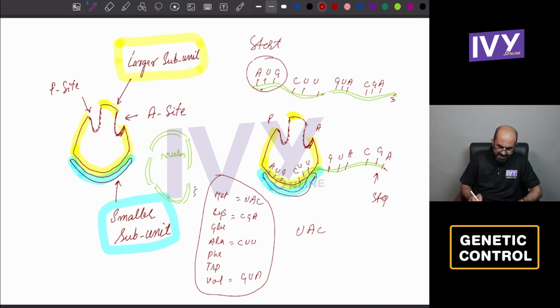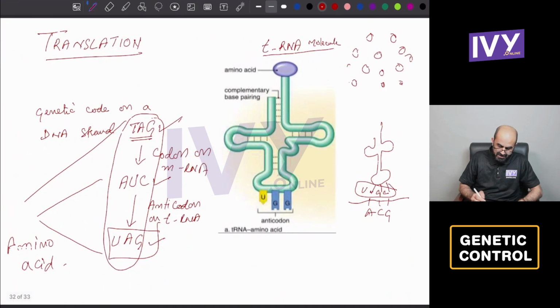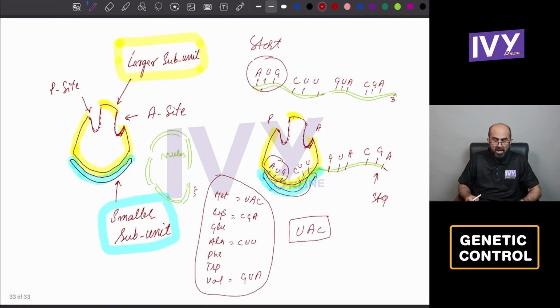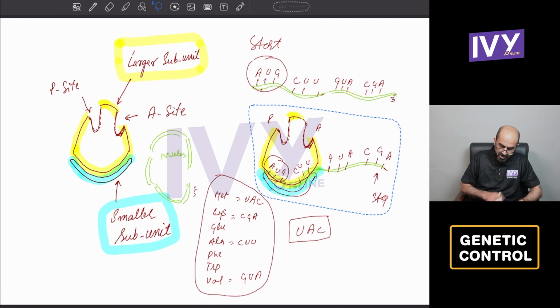So we need the tRNA which has the anticodon on its terminal side as UAC, because the first codon is AUG here. For its specific base pairing, the anticodon should be UAC. So this tRNA must have the code UAC to bring the corresponding amino acid. Let me copy this on the next page.